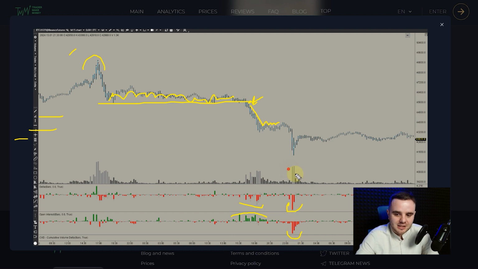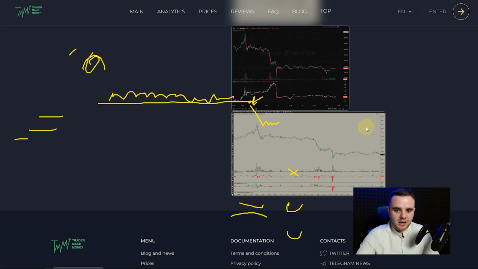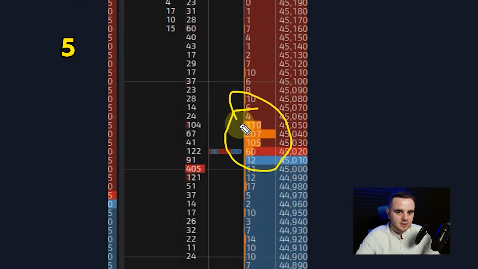This means that someone got liquidated exactly here at the bottom. That means all the people that were here got trapped, and price went to take their stop losses. Number five, what was the additional thing? This is advanced, for people who are more experienced in trading. It is a significant sell limit order in the depth of market.